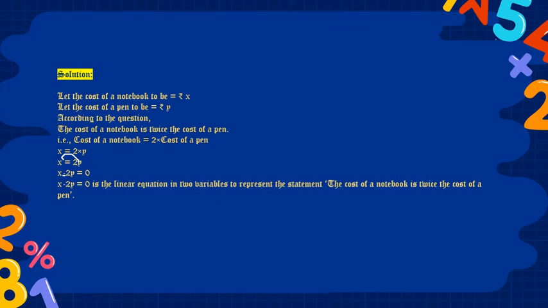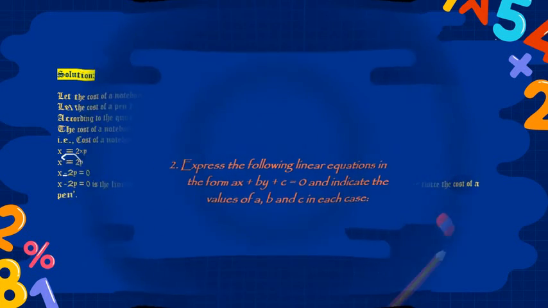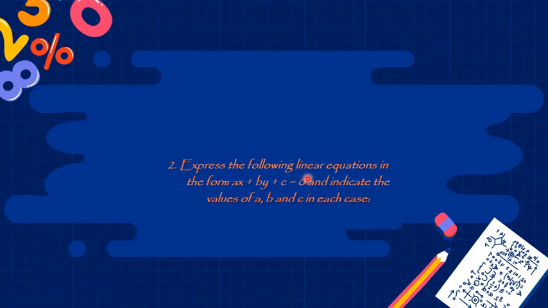Moving to the next question. Express the following linear equations in the form ax plus by plus c is equal to 0 and indicate the values of a, b and c. Here we have to express each of the following as a linear equation in two variables of the form ax plus by plus c is equal to 0. Moving to the next slide.